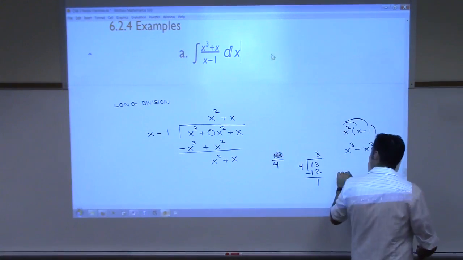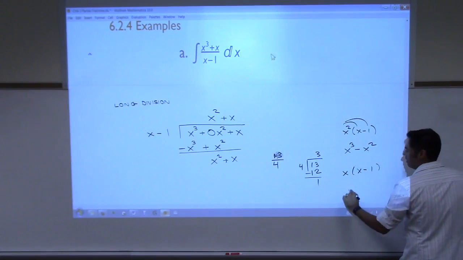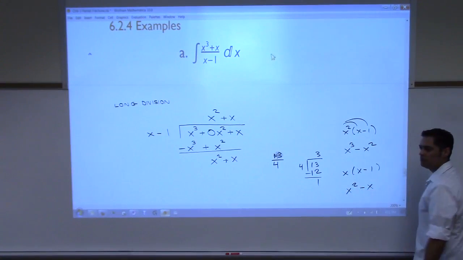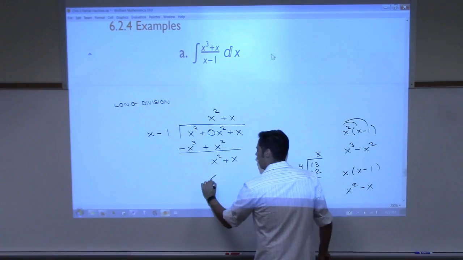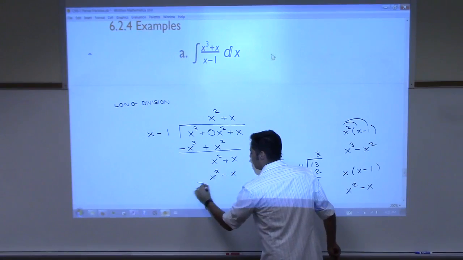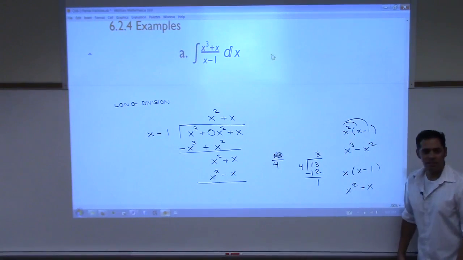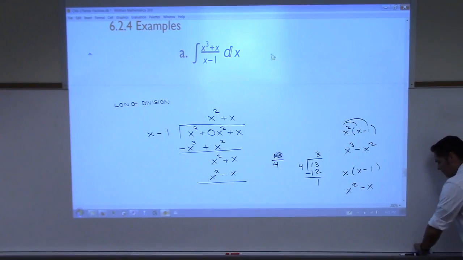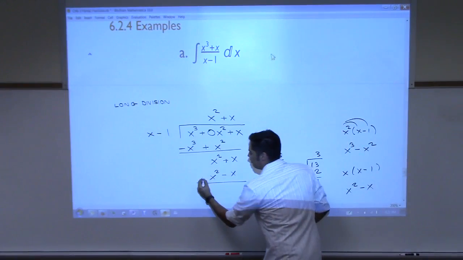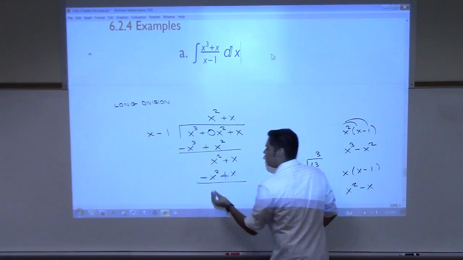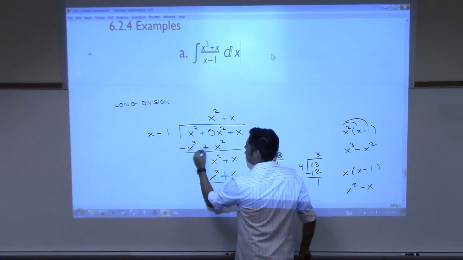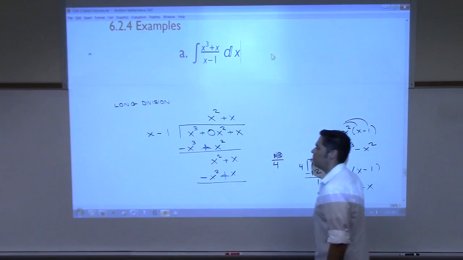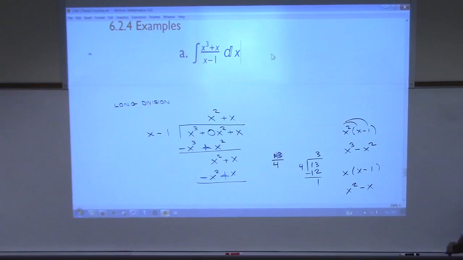And then again, I can do it over here. It's x times x minus 1. That's x squared minus x. Put that underneath here. So x squared minus x over subtract. What happens when I subtract there? I get minus here, and this one changes to a plus, doesn't it? Didn't that happen here also? I didn't really stress it, but that happened also. That minus changed to a plus. Add down.